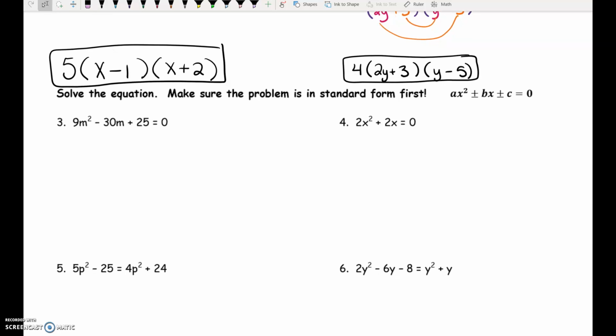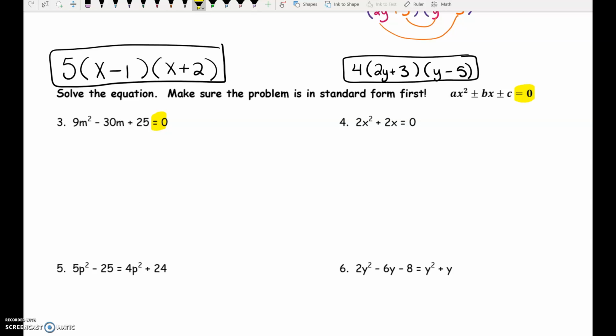Okay, the other thing that we really have to do even before we check for greatest common factor is make sure that we have this in standard form. Standard form means your x squared term is first, then your x term, then your number. So this first example, is this in standard form? We got the m squared, then the m, then the number. Now we've got an equals 0. You want it to be equals 0. So equals 0 is important. You want this problem to be equal to 0.